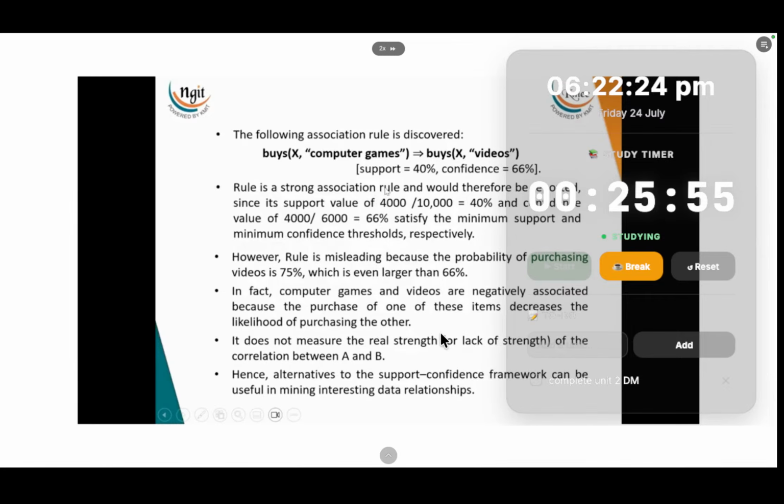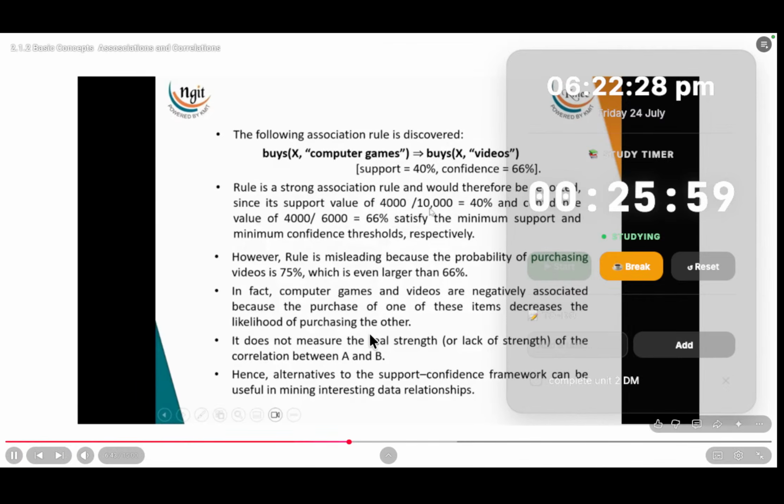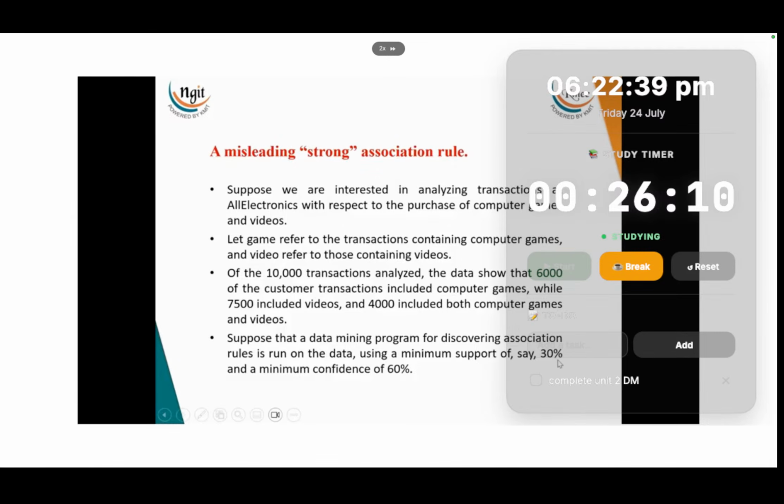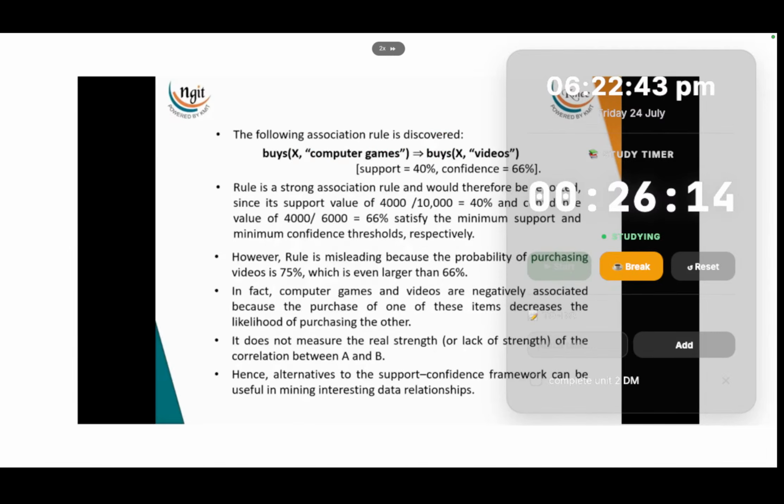When we calculate the support and confidence for this, the strong association rule which we get has support of 40% and confidence of 66%, right? And whatever we got, it is 66%, which is greater than the threshold given. Here the threshold is 30% and 60%. So whatever result we got is greater than this threshold. So we can say that we can mine strong association rules from this data set.